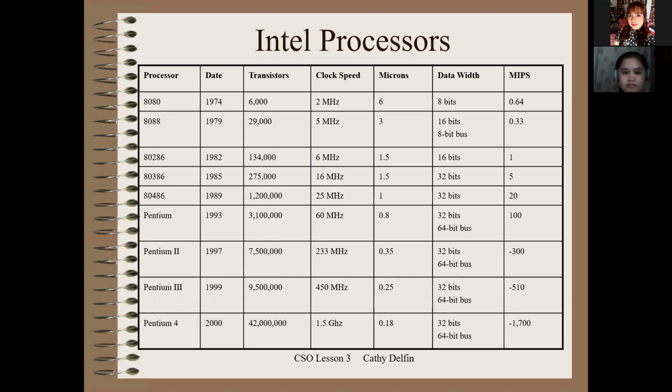Okay, so you can see the transistors, no? The capacity of the transistors keeps growing. And then Pentium in 1993, 3,100,000 transistors, 60 megahertz, 0.8 microns, and 32-bit, 64-bit bus. And then MIPS is 100. Pentium 2 in 1997. So 32 bits until we got the Pentium 4.